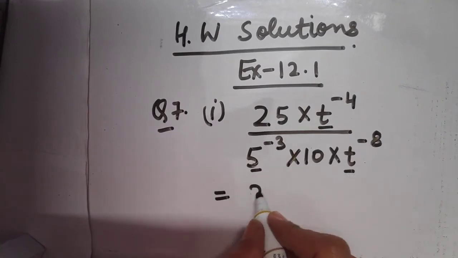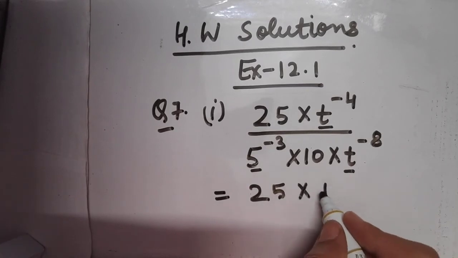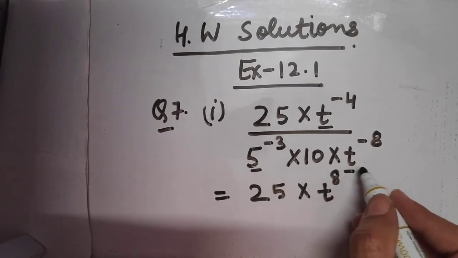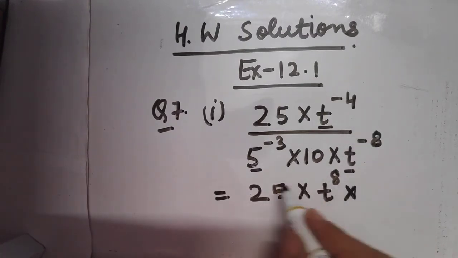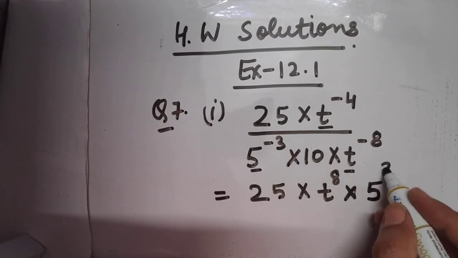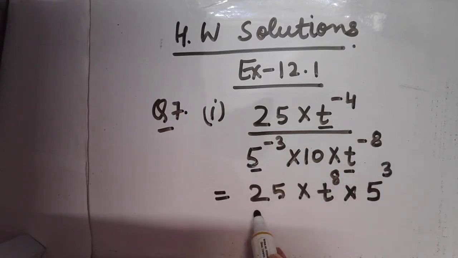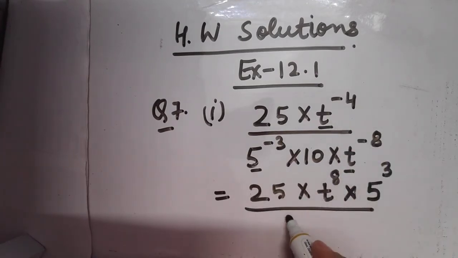So it will be 25 into 10 raised to the power 8. I am shifting this in the numerator, so it will be a positive exponent, into this 5 raised to the power 3 will be shifted in the numerator, so it will be positive, divided by this 10 raised to the power minus 4. When it is shifted in the denominator, it will be 10 raised to the power 4 into 10. So I am explaining this step again.